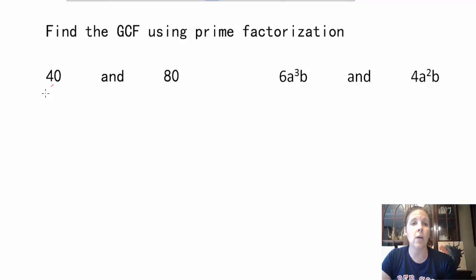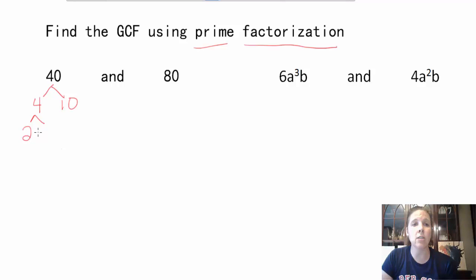So we're going to go ahead and, because it says find the GCF using prime factorization, that means we're going to listen to the instructions. So when we break down 40, you could do 2 and 20 or 4 and 10.